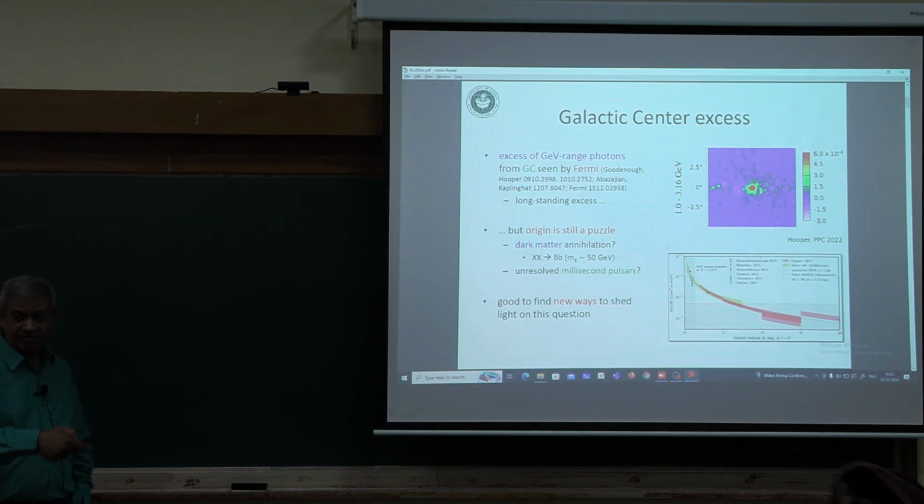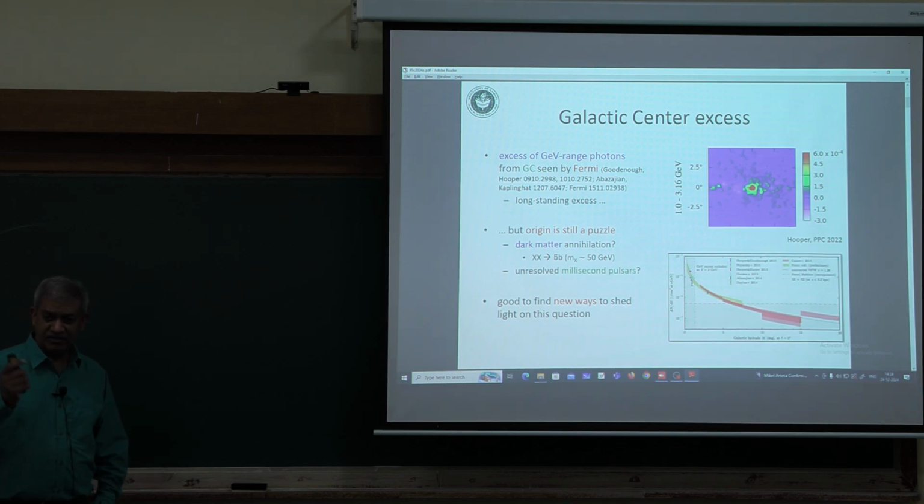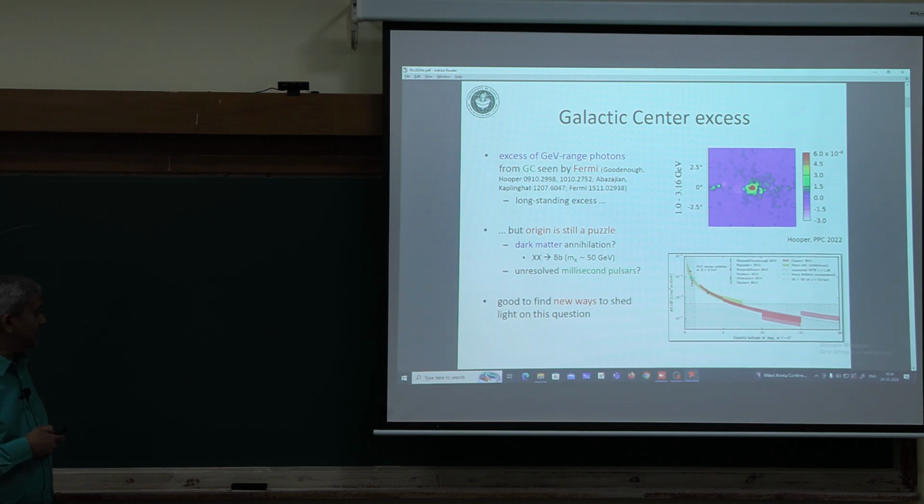So one possibility is beyond the standard model physics, and one of the most interesting ideas there is that it could come from dark matter annihilation. So for example, a dark matter particle annihilating to a b-bbar final state where the mass is in something like the 30 to 50 GeV range. Another possibility is astrophysics. And again, one of the most studied ideas is that it could be a population of unresolved millisecond pulsars. But since this excess has been around for a long time, we're still not sure what the resolution is. It's good to find new ways to shed light on this question of what this origin could be.